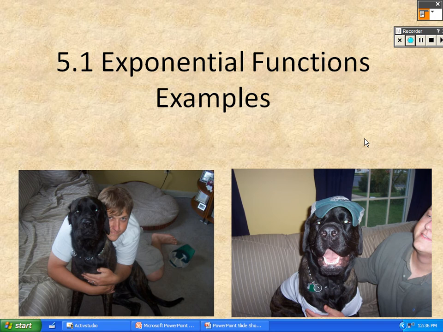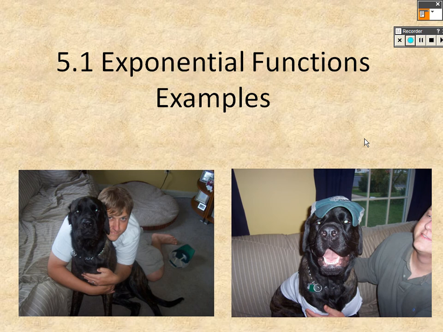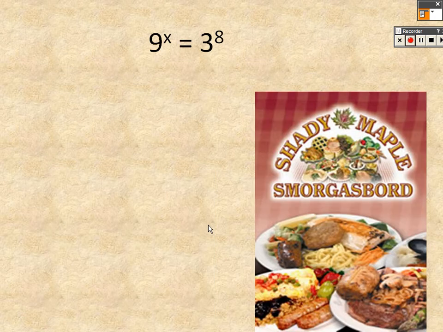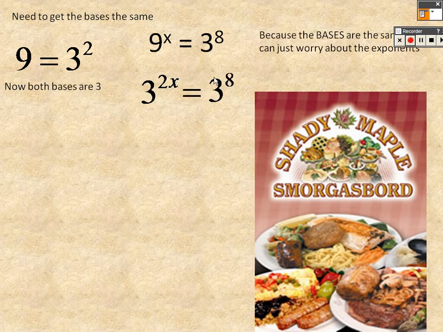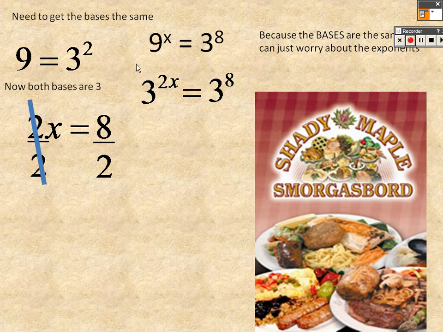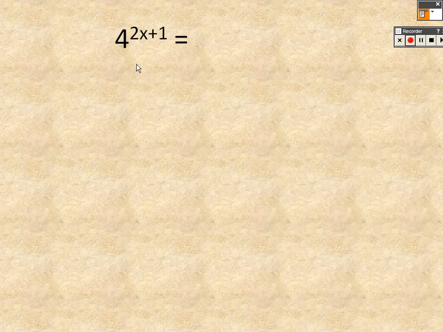Okay, so 5.1, we're just going to take a look at some exponential functions, but let's take a look at some examples of these. To solve these problems, like if you remember from before when we first started talking about this, you need to make sure the bases are the same. So to make these bases the same, I'm going to rewrite 9 as 3 squared. So that's actually like saying 3 squared to the x equals 3 to the 8. So I'm only going to have to worry about the top. So it's 2x equals 8. I divide both sides by 2, and I get x equals 4 as my answer for that one.